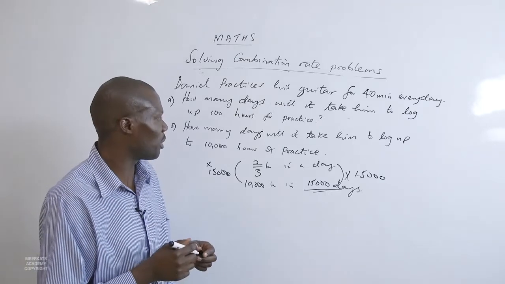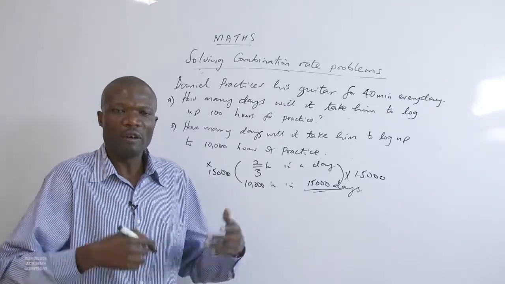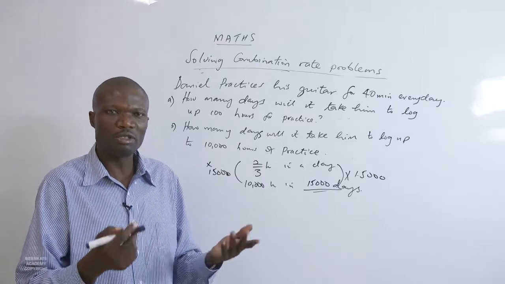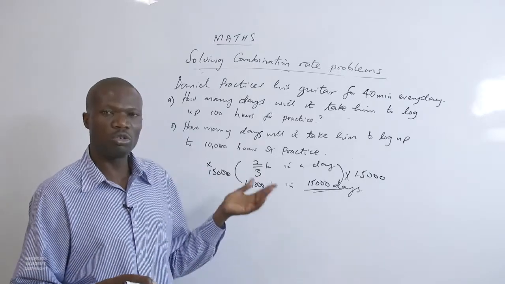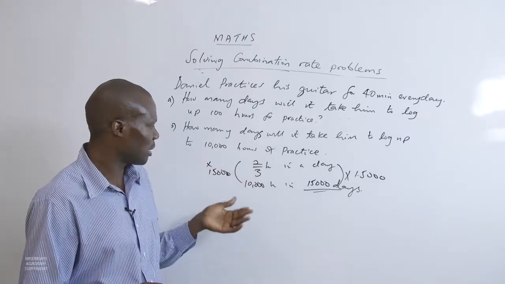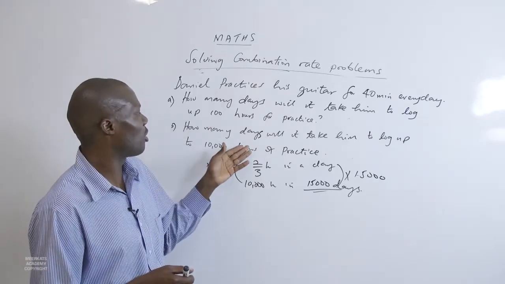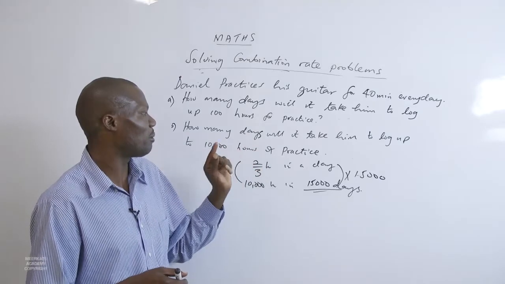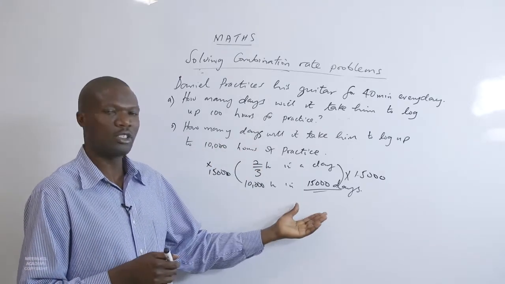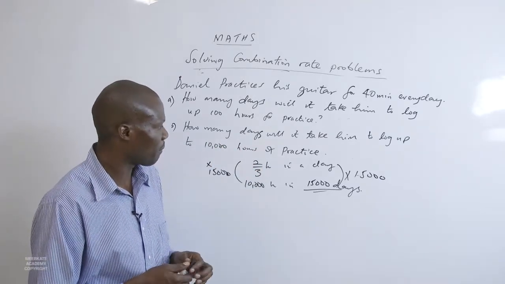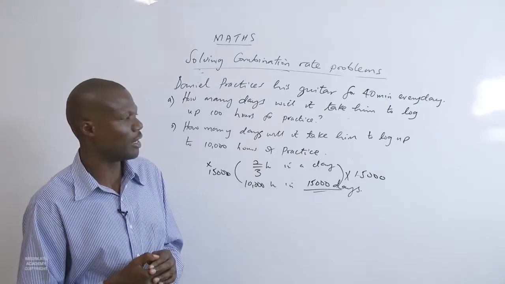So the unit of conversion, days into weeks, weeks into months, months into years, we should be able to convert that at any given point. So in this case, we are saying for Daniel to log 10,000 hours of practice, then he needs to practice for 15,000 days.